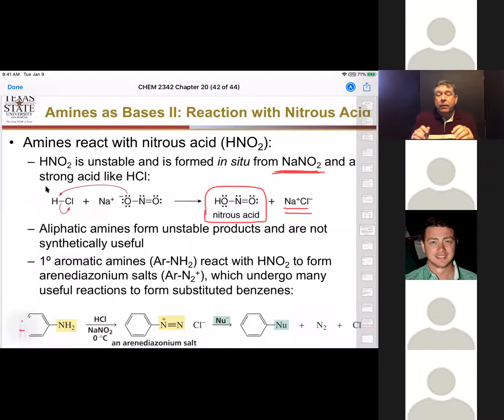So now what this does is this does a reaction with amines. It can technically work with aliphatic amines, however, these things tend to decompose very rapidly, but it's used extensively in aromatic amines. So if you start with aniline and treat aniline with HCl and sodium nitrite, you actually generate a new compound called a diazonium salt, okay?